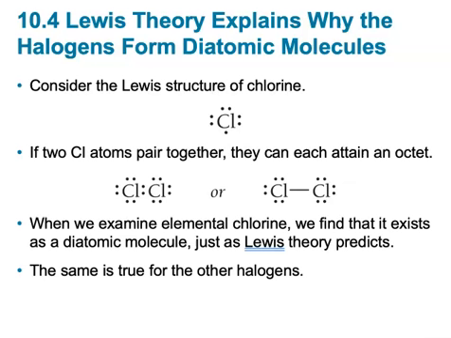When we examine elemental chlorine, we find that it exists as a diatomic molecule, just as our Lewis theory predicts. The same is going to be true for all of our other halogens that are found in nature. They're going to exist as diatomic molecules.